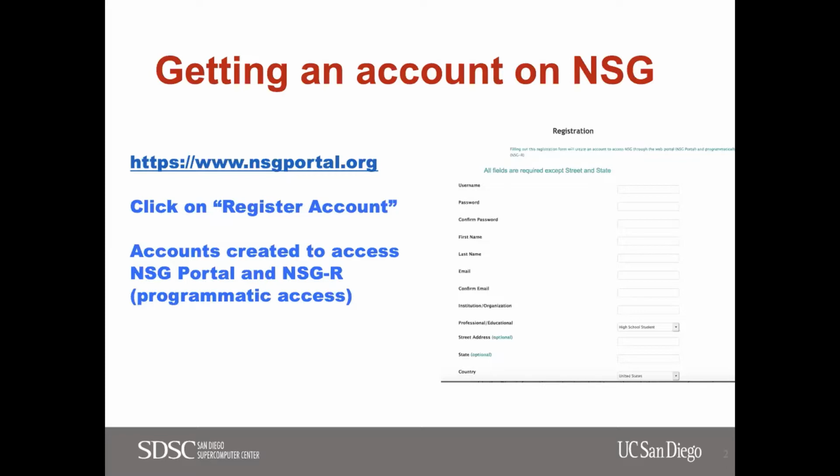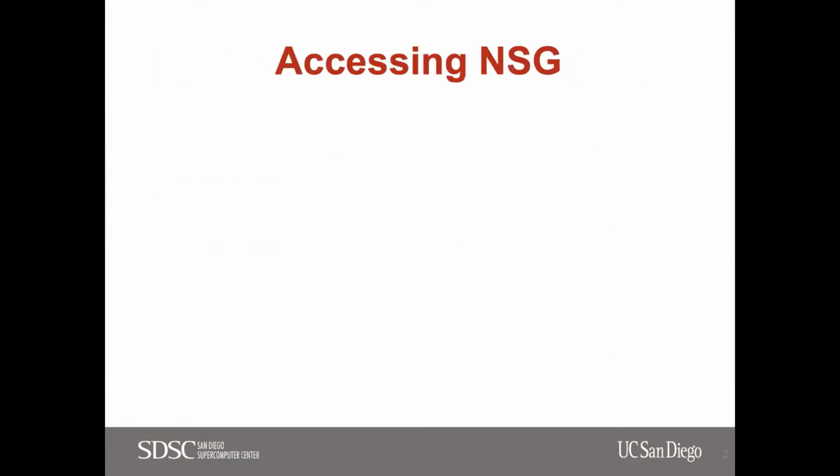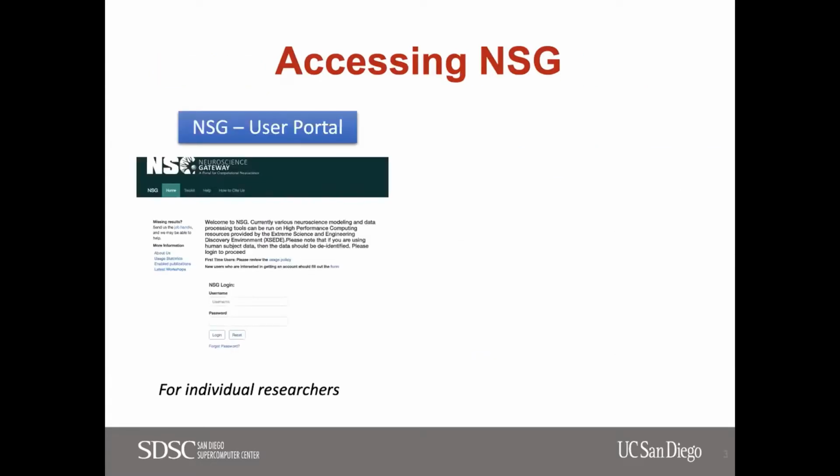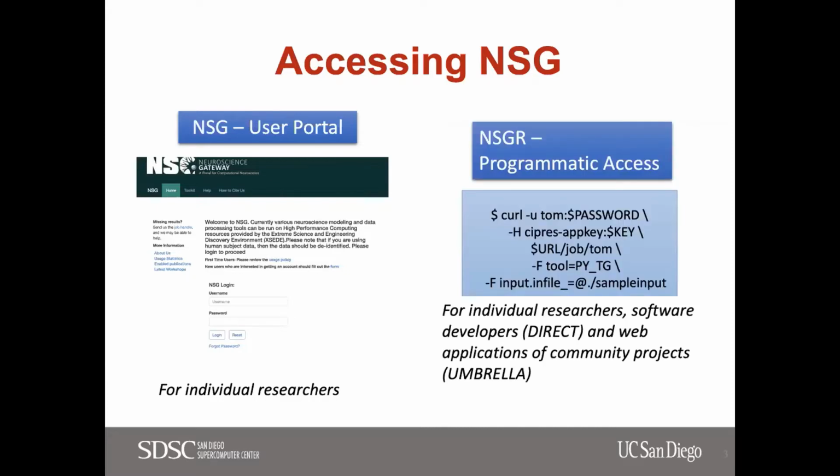So once you have an account to use NSG, there are two ways to access. The first is through the portal, which provides a web browser-based interface that allows researchers to access and use the neuroscience-related software applications that we have already installed on various supercomputers. The majority of our users use the NSG through the web portal. However, there are those who may need to integrate accessing NSG as part of their workflows. And for that, we provide programmatic access to NSG through the REST services.